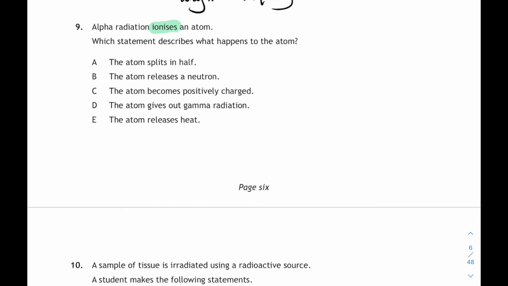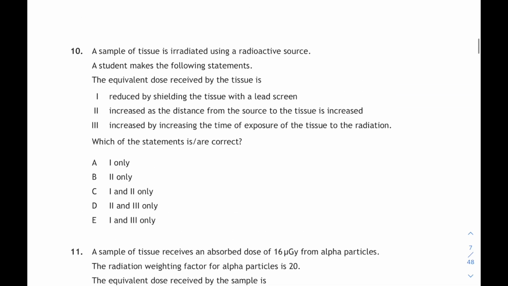Well, ionization is when atoms gain or lose electrons. It's all about electrons. So if an atom loses an electron, then that atom will become positively charged. That's 9C.